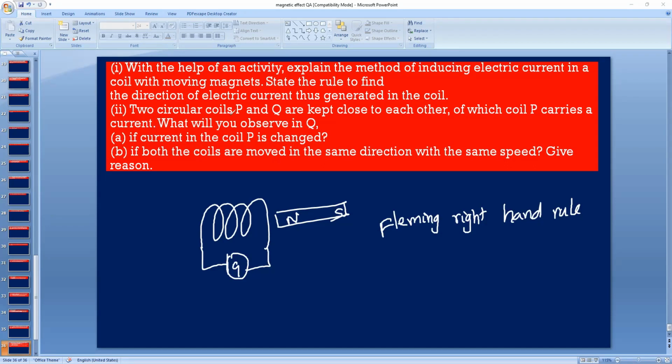Second one: two circular coils P and Q are kept closer to each other, of which coil P carries a current. What will you observe in coil Q? There is a primary coil, let's say P, connected to a battery. Then nearby, the secondary coil is named Q. What happens in Q? Due to the current carrying conductor, a magnetic field is generated and induced in coil Q, and then we get electric current fluctuations in the galvanometer.